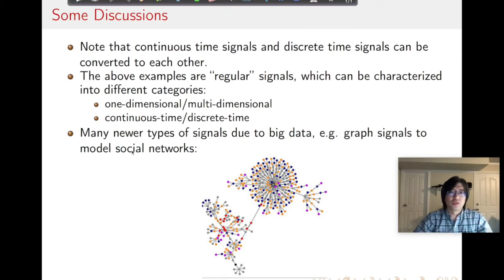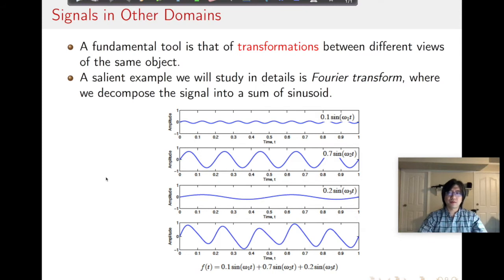Right. And also, as we have seen before, we classify the signal into the continuous time signal and the discrete time signal, right? There are many other classes that we're going to discuss mathematically in the next lecture. Okay, so then let's see.